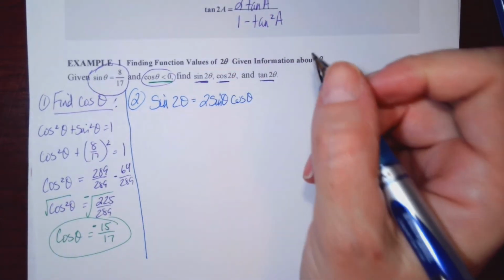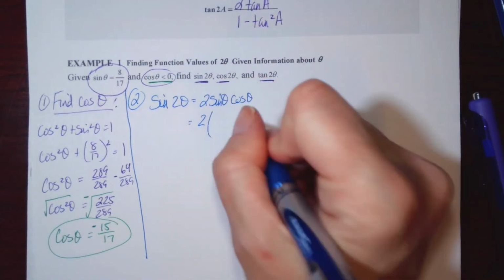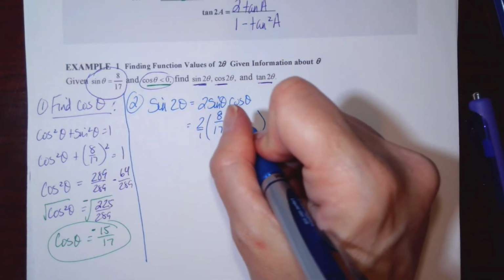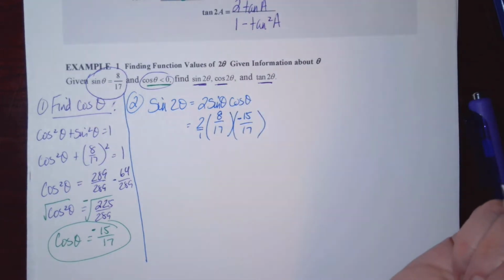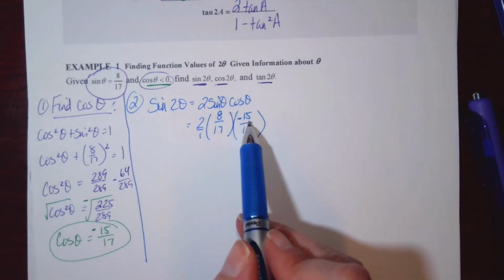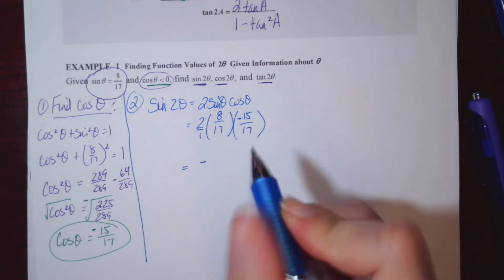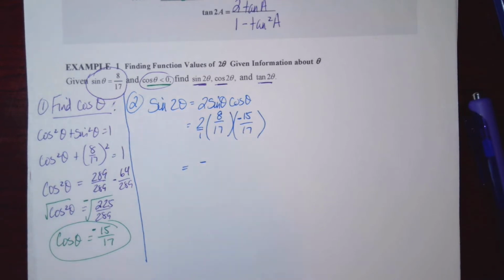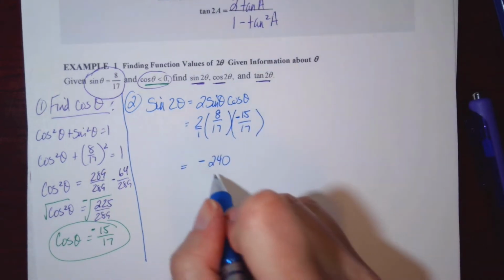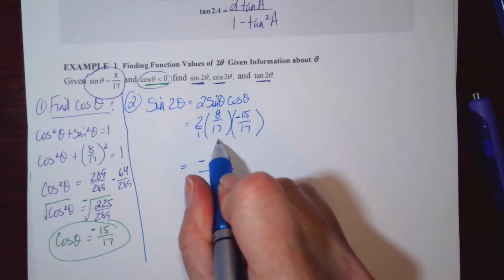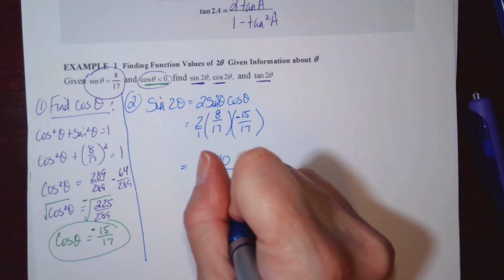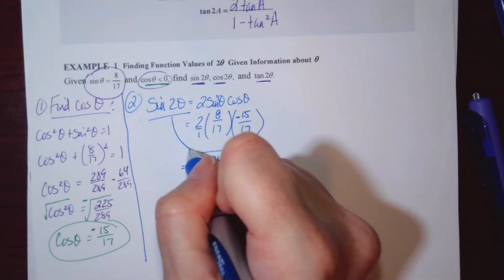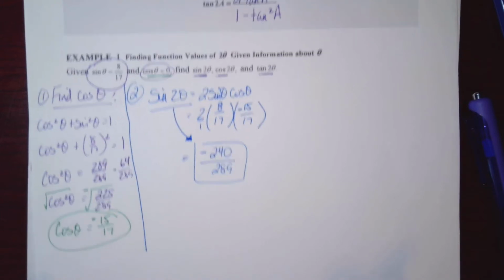That's my only option. But I know sine theta and cosine theta because we were given one, we found the other. So I've got 2 times sine theta was 8 over 17. Cosine theta we found to be a negative 15 over 17. So positive, positive, negative is going to give me a negative value. 2 times 8 is 16 times 15. I'm going to have to plug that into my calculator because I can't do it in my head. I get a negative 240. I already know from the previous work that 17 times 17 is 289. And that's the sine of my double angle. That's the first problem I was asked to figure out.